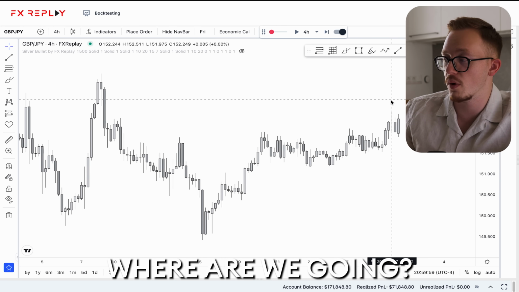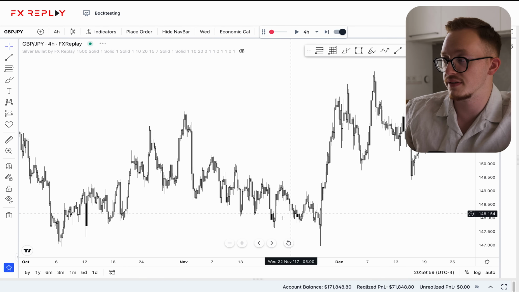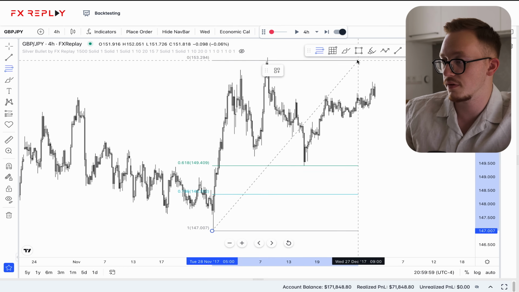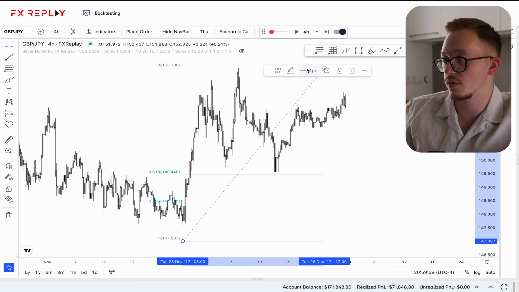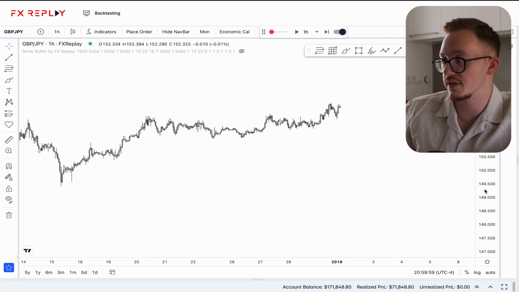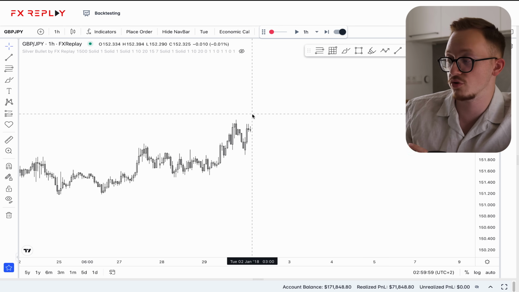What is structure doing? Where are we going? As you can see, we had a very big increase from these lows right here. We had our pullback right here. This pullback was up to the 61.8%, and after that we were going inside of an uptrend on the 4 hour at least. The 1 hour is also going in that uptrend, so I will be looking for bullish trades. Now that we know that, we can go to my time zone to trade in.